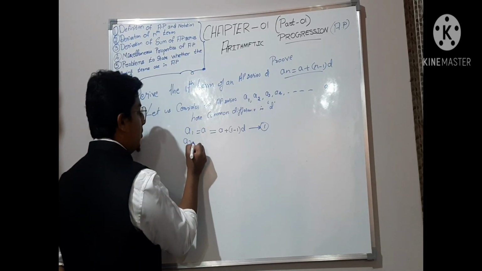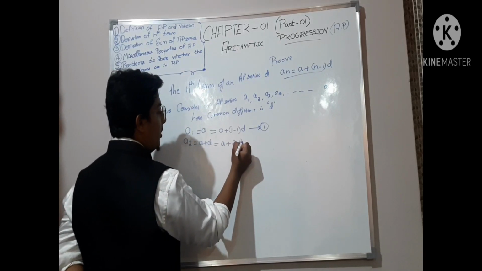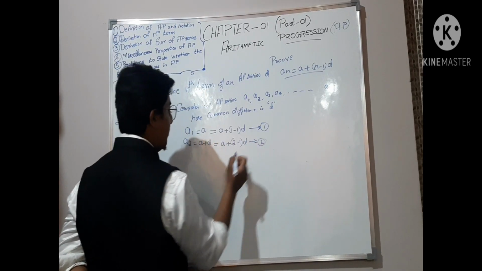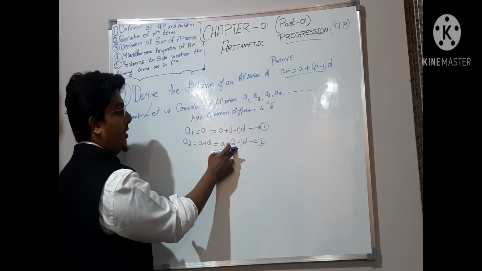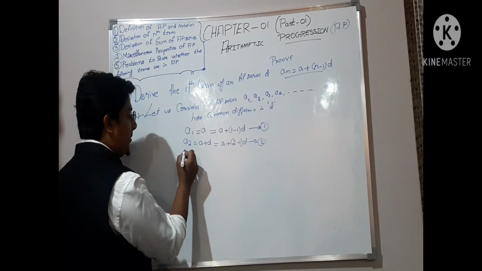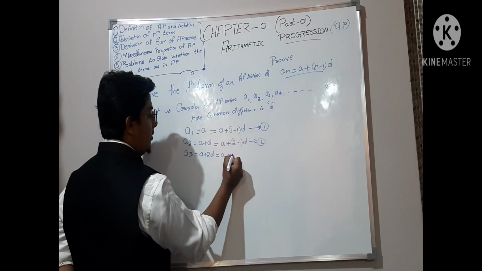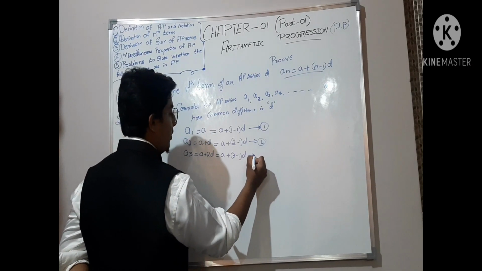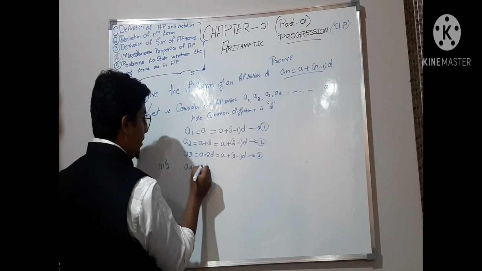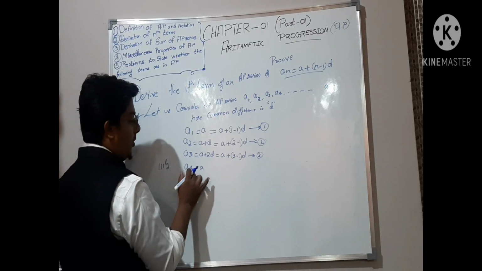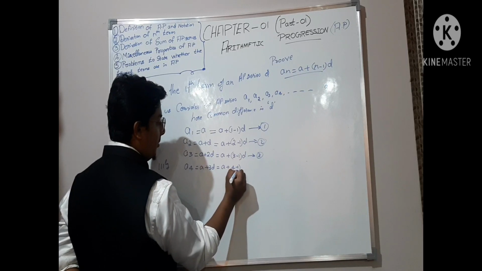We also derived A2 is equal to A plus D. It can also be written as A plus 2 minus 1 times D. Equation 2, right? The coefficient of D is 1, since 2 minus 1 is 1. Nothing changes. A3 is equal to A plus 2D, which is A plus 3 minus 1 times D. Equation 3. Similarly, we can write A4 as A plus 4 minus 1, that is 3, times D.